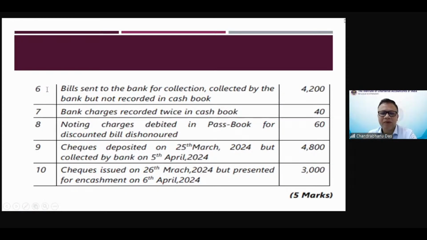Now, bills sent to bank for collection, collected by bank, but not recorded in the cash book. Now, bills for collection is actually 4,200. And it is collected by bank means, what do you mean? Somil and Pranav, anybody can answer?